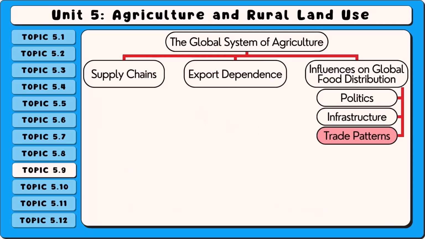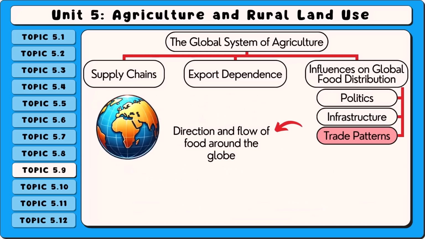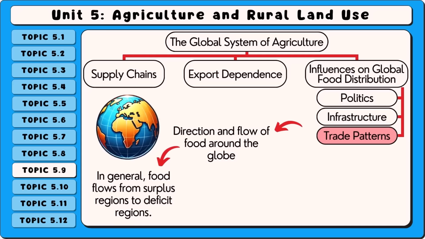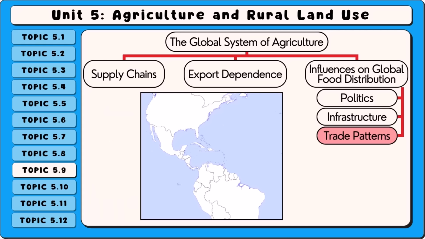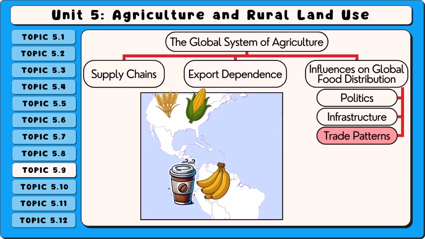The third factor is patterns of world trade. This refers to the direction and flow of food. In general, food flows from surplus regions to deficit regions. For example, the United States has the ideal climate for wheat and corn, so we have a surplus of these goods, while Colombia has the ideal climate for coffee and bananas, so they have a surplus of these goods. So coffee and bananas may flow north, while corn may flow south.